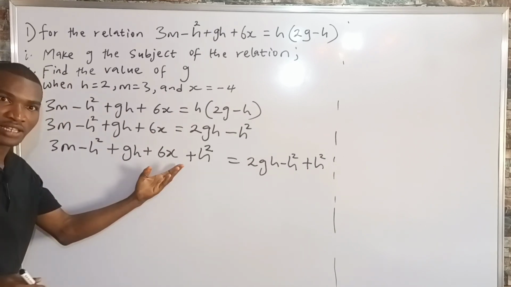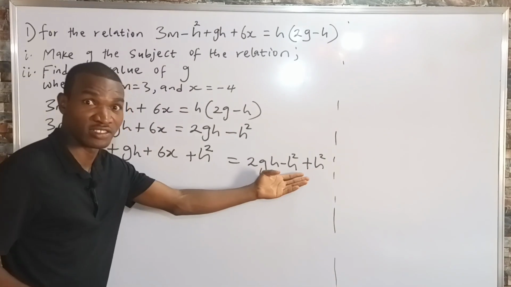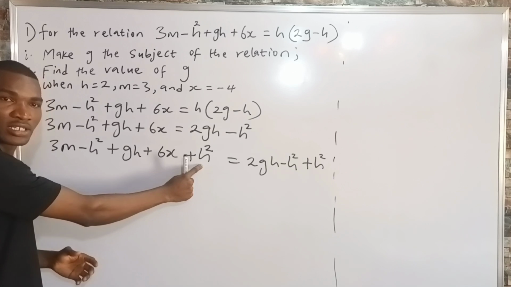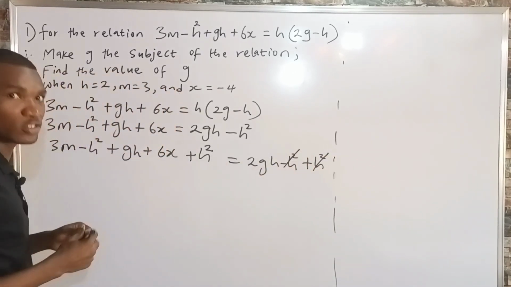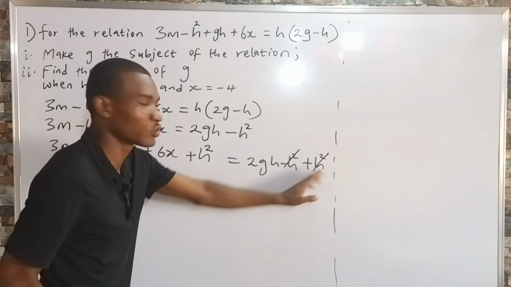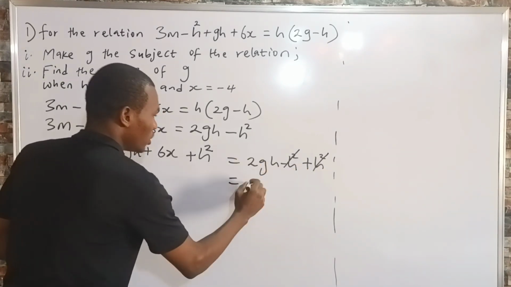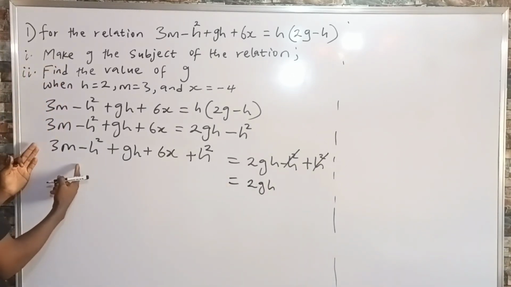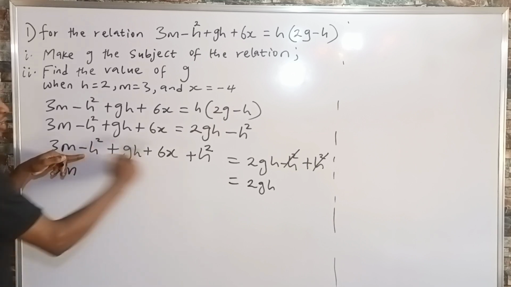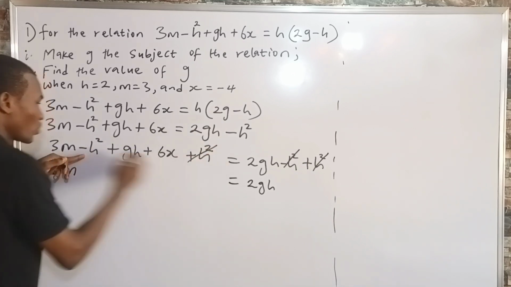Remember, whatever I'm doing at the left-hand side of the equation should also be done at the right-hand side of the equation. So I'm adding h squared to both sides of the equation, such that this h squared will now cancel out the minus h squared, because minus h squared plus h squared is 0. Then I'm left with only 2gh at the right-hand side of the equation, and that is equal to, coming to the left-hand side, I now have 3m. Then looking at this, minus h squared plus h squared will be 0. So this will cancel out this.